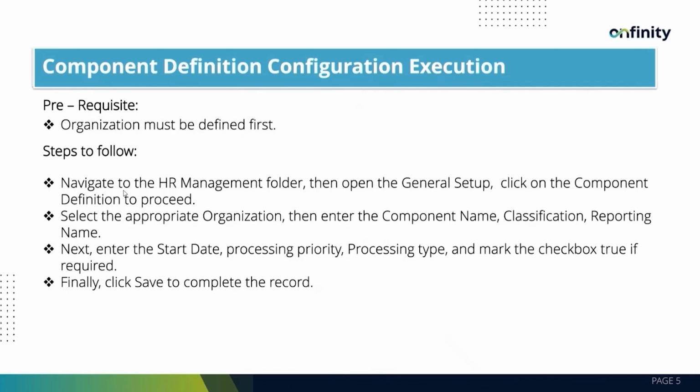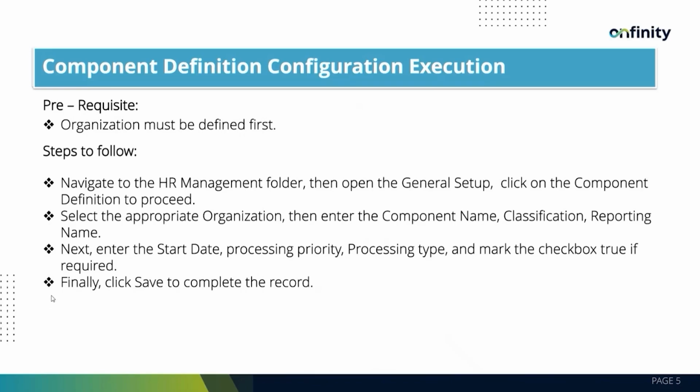First, navigate to the HR Management folder. Then, open the General Setup and click on Component Definition to proceed. Next, select the appropriate organization. You will then enter the component name, classification, and reporting name. After that, enter the start date, processing priority, and processing type. Mark the checkbox as true if it is required. Finally, click Save to complete the record.